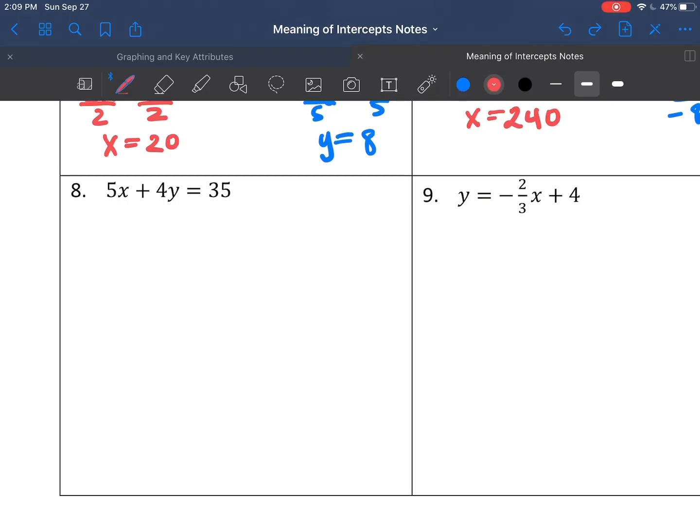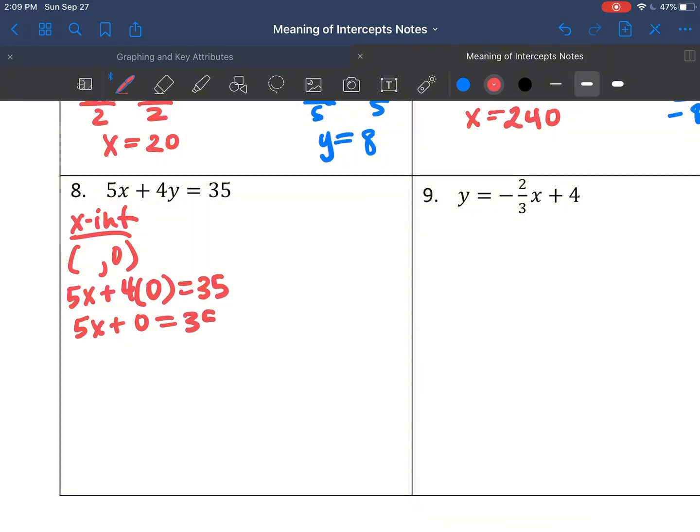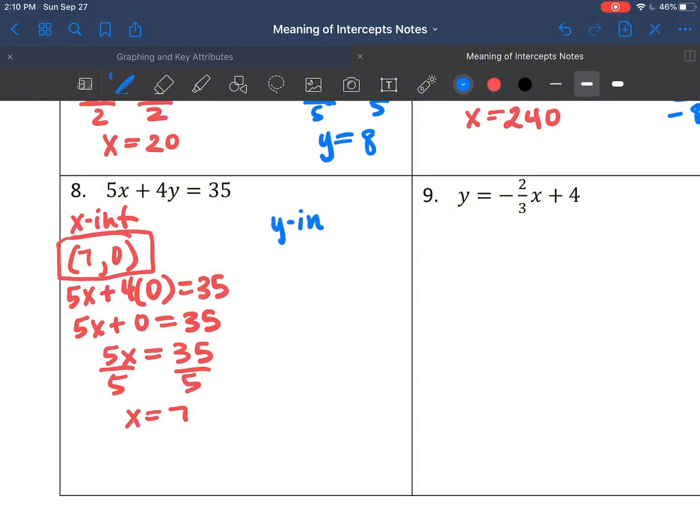Okay, number 8. These numbers aren't going to be pretty, but we can still do it. For the x-intercept, plug in 0 for y. Giving us 5x plus 0 equals 35. So 5x equals 35, giving us x equals 7. That one was pretty.